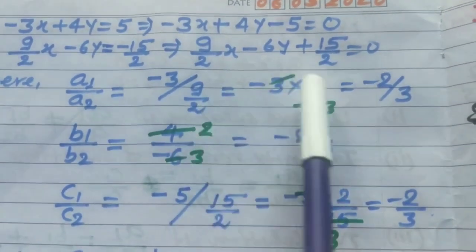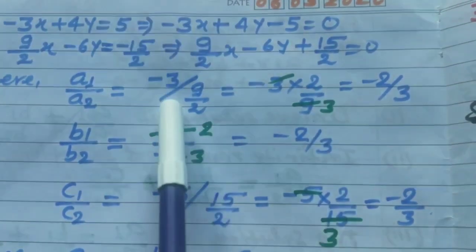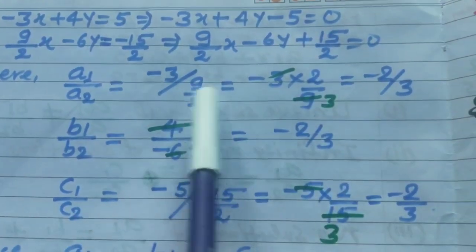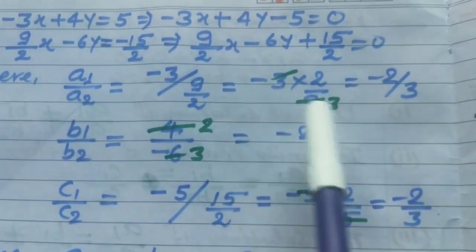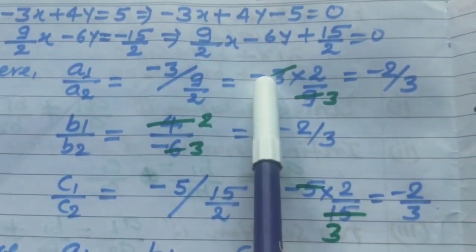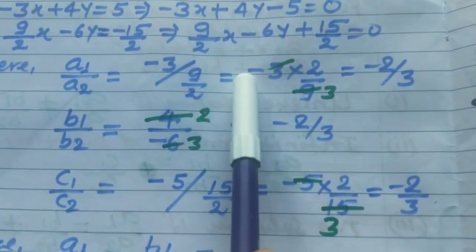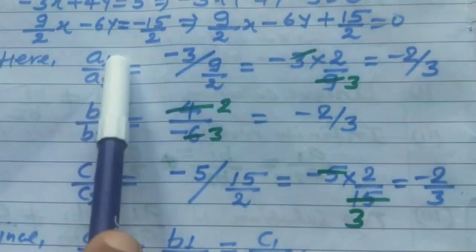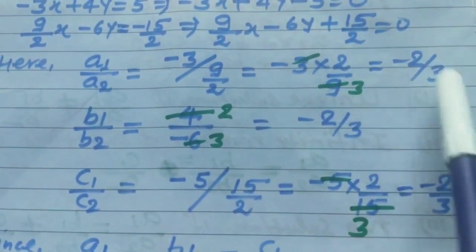So these two will be in numerator when it is multiplied. So it will be minus 3 multiplied by 2 upon 9. So this 9 is cancelled by 3 in 3 times. So minus sign is there. So we have minus 2 upon 3 here. The value of A1 upon A2 we have got is minus 2 upon 3.